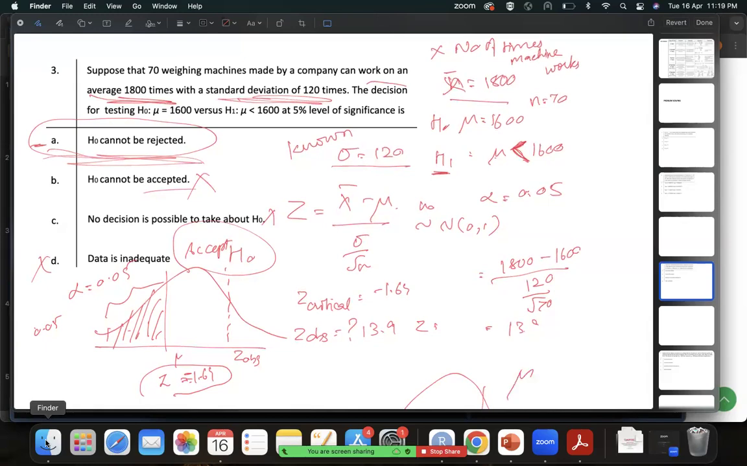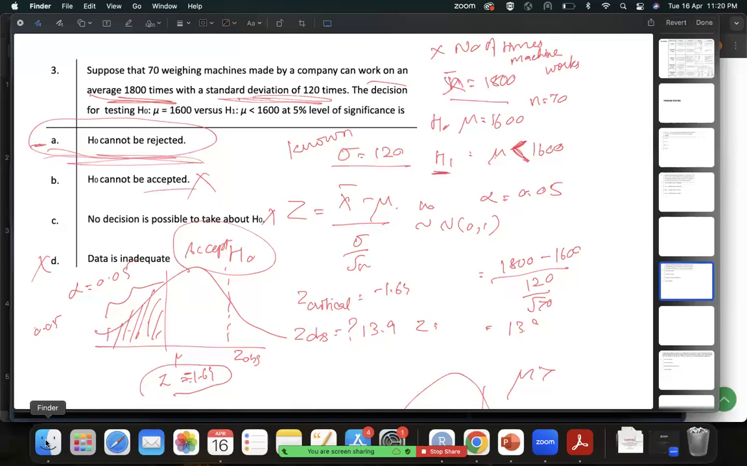Here you have the Z critical value of minus 1.64. In this case also, you'll have Z critical of 1.64. If we have mu greater than some value, let's just consider mu greater than. In that case, you'll have a right tail test because mu should be greater.